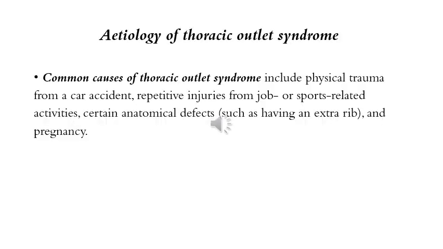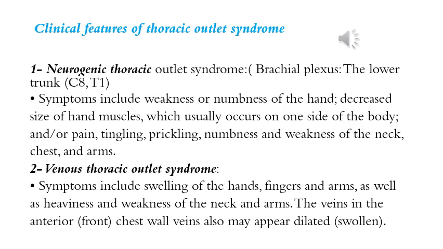Etiology of the thoracic outlet syndrome. The common causes of the thoracic outlet syndrome include physical trauma from a car accident, repetitive injury from the job or sports-related activities, and certain anatomical defects such as having an extra rib, or cervical rib, and pregnancy. Clinical features of the thoracic outlet syndrome.